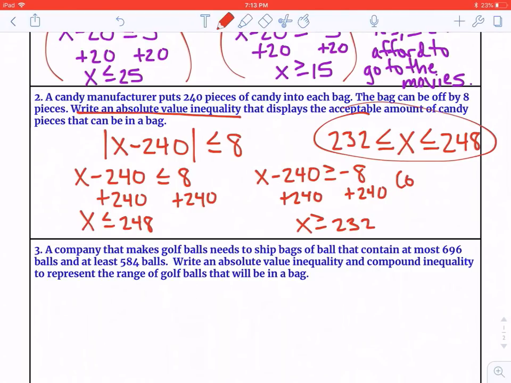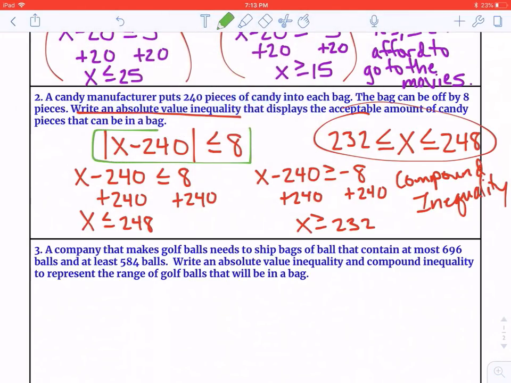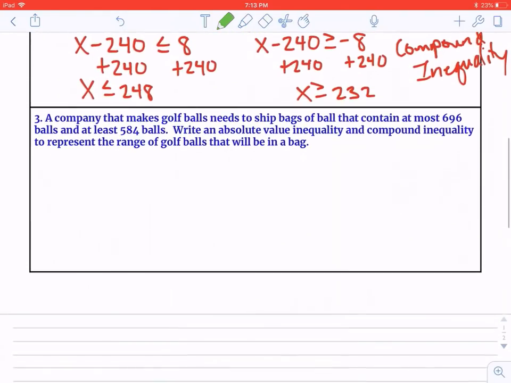And that's called a compound inequality. But again, in this case, we actually were not asked to find that. So I'm just doing a little extra work. We were just asked to write the absolute value inequality. I just wanted to show you a little extra. So let's look at one more example.